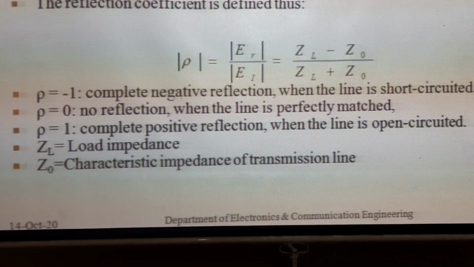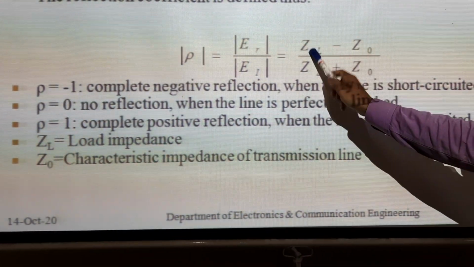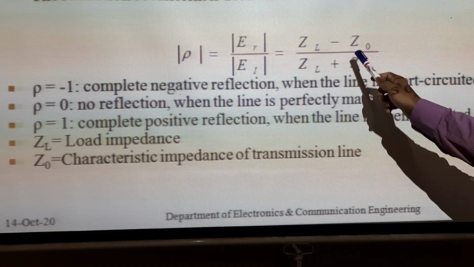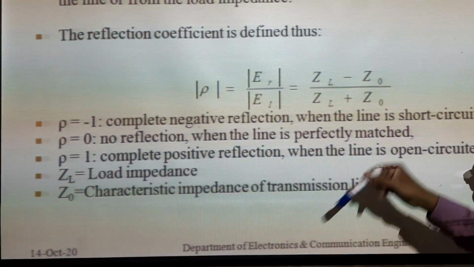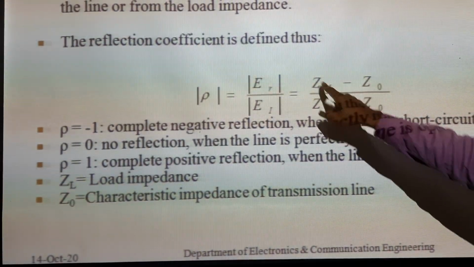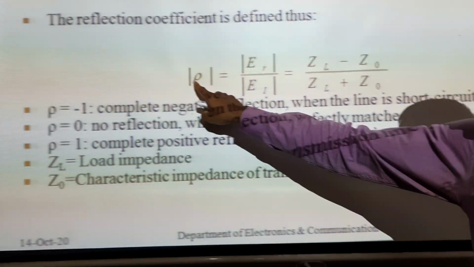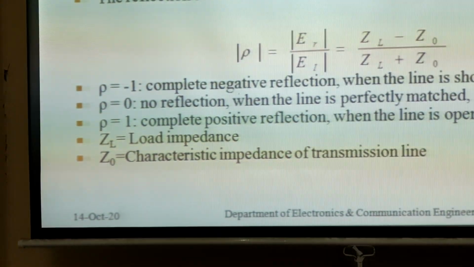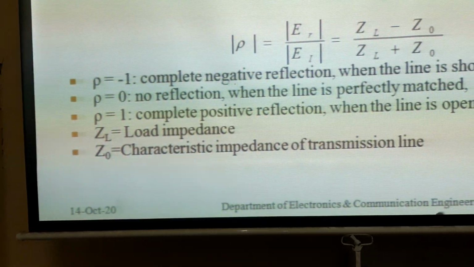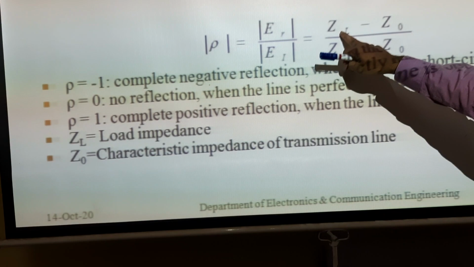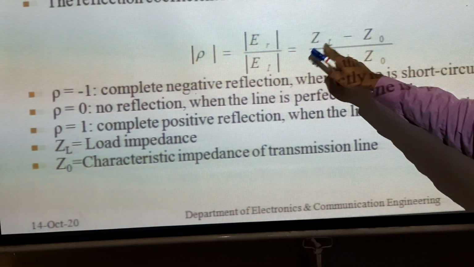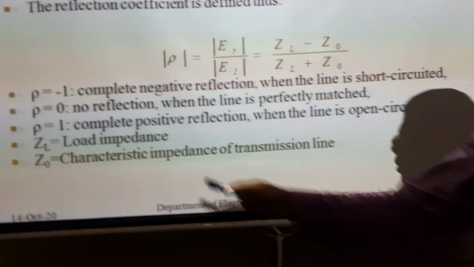Now you can also observe, if ZL equal to Z0, can you tell me what is the value of reflection coefficient? If ZL equal to Z0, this numerator is 0. If the numerator is 0, the rho value equal to 0. That means no reflection. Now it is proved that if load and the characteristic impedance match, there is no reflection.